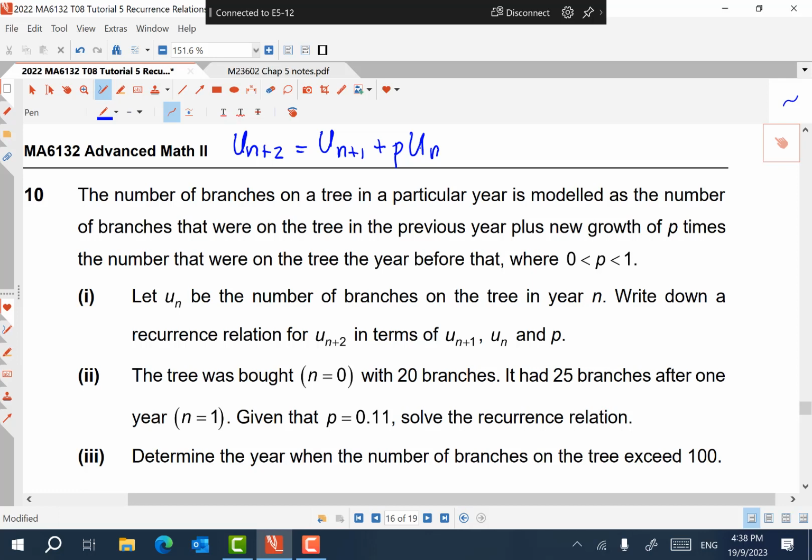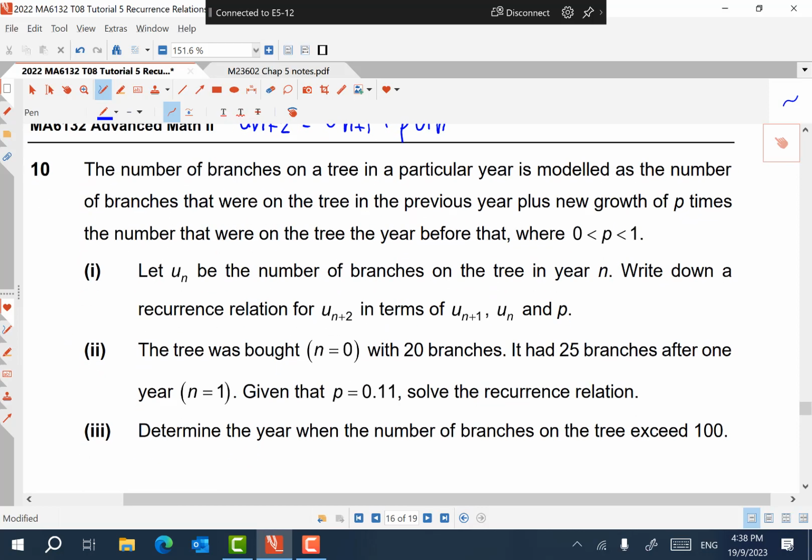That's it. Simple. So based on the storyline, you must agree that the blue color line governs what is being repeated here. That the number of branches you have is equal to what you had last year plus P times what you had the year before. That's it. So if you have done so, you are now ready to go on to the next one.